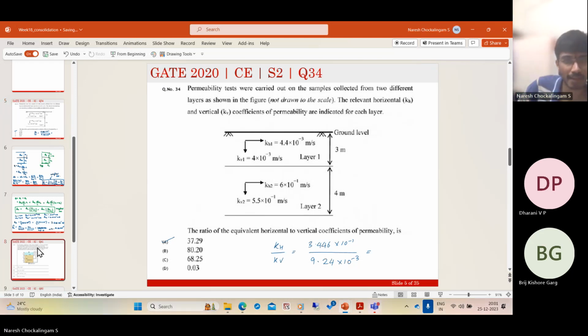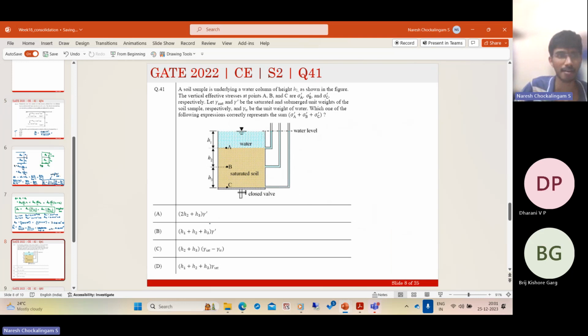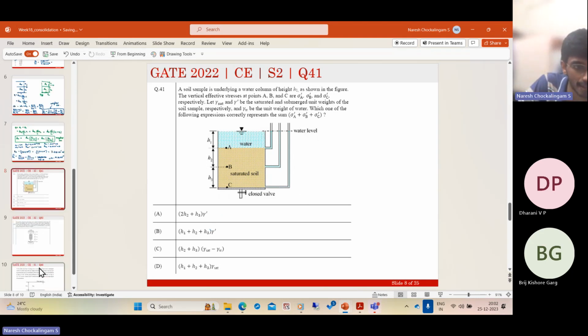Then let us look at this problem. Okay, this is about effective stress. I didn't come to that point, but okay. Then let's look at this problem.